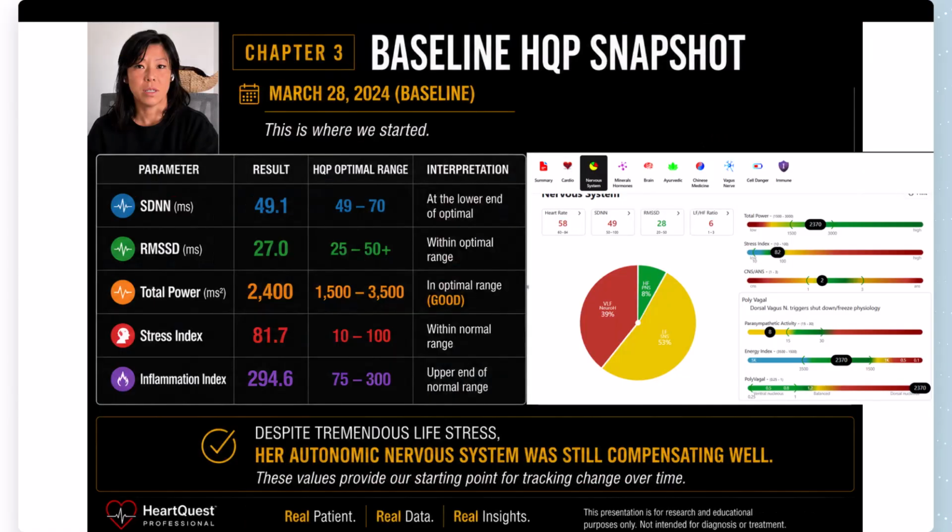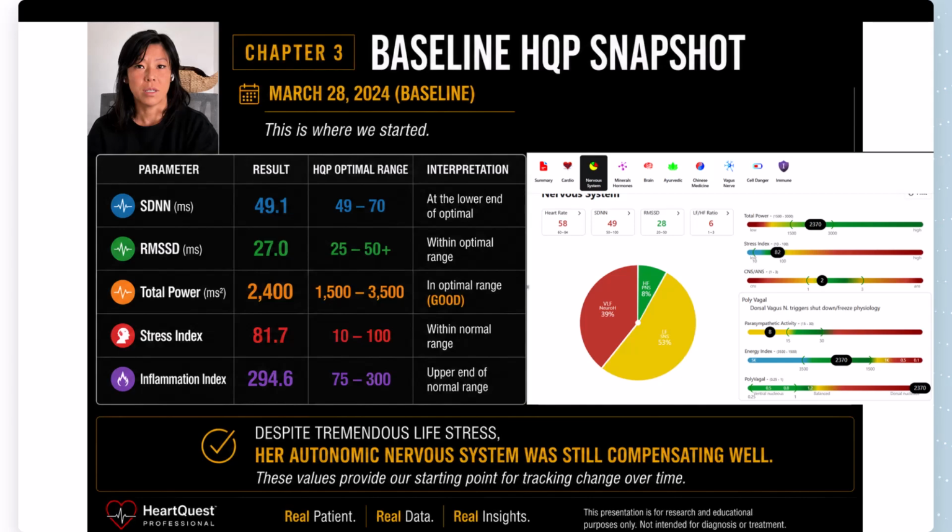So here we go. When we look at her basic baseline HQP, if you look at the SDNN, and I wrote it here on the left so it's easy to see, it's 49.1 and the range is 49 to 70. So she's at the lower end of optimal, okay?